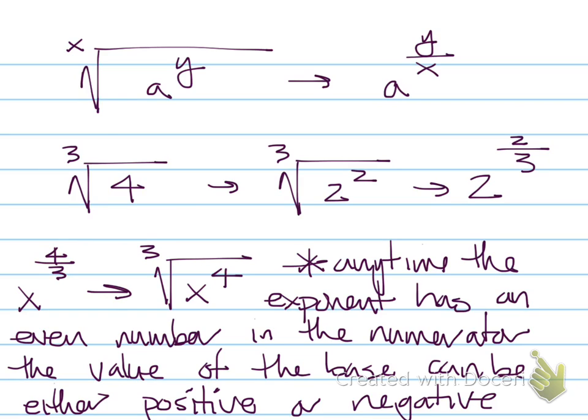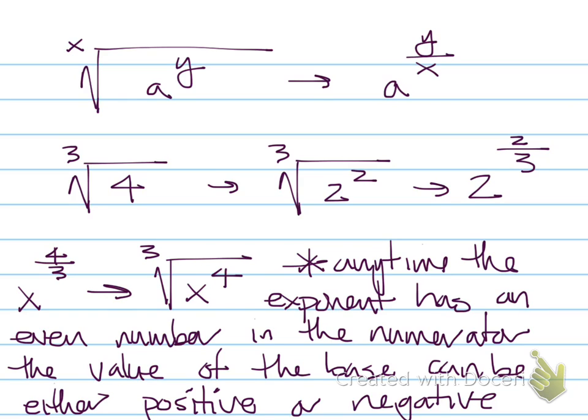All right, so to convert a radical to a rational exponent, you need to take the index. The index goes in the denominator of the exponent, and the power for the radicand goes in the numerator of the exponent. For example, the cube root of 2 squared, the comparable expression written as a rational exponent would be 2 to the 2/3 power.